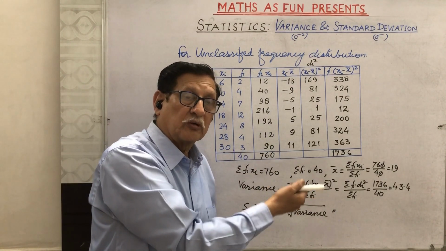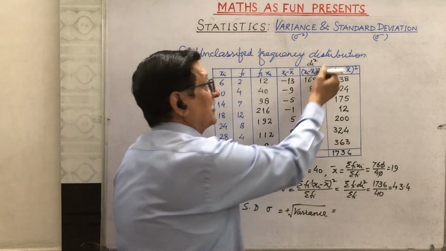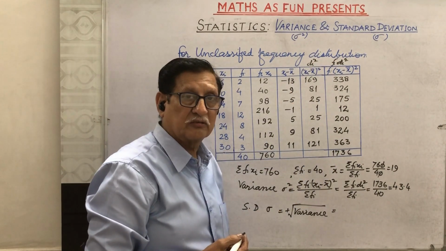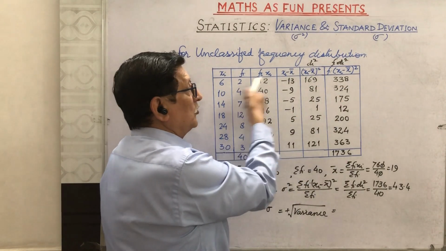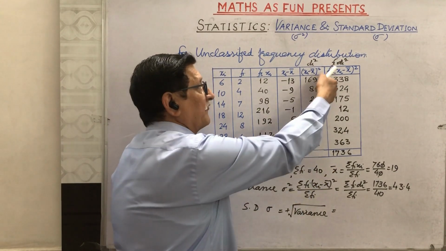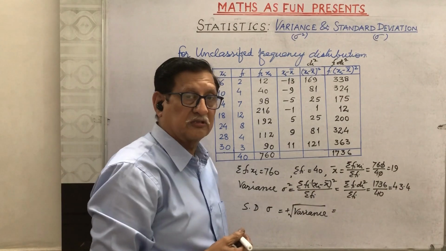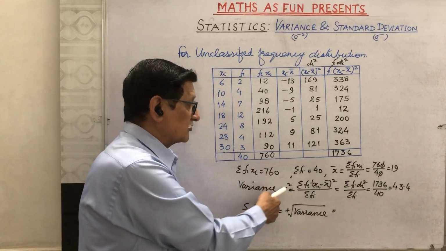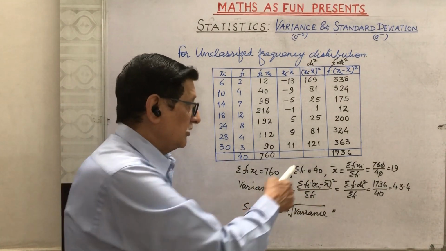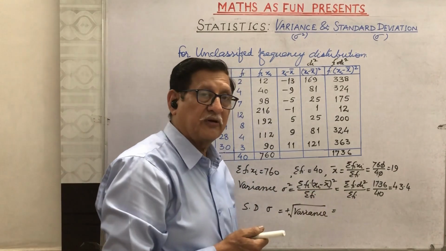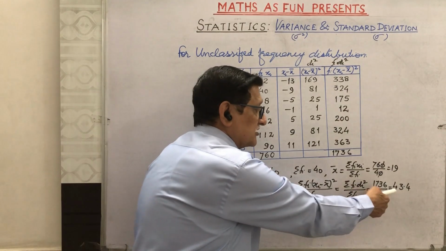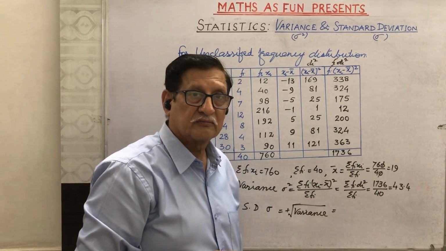And now we have to find out the product of the frequency with di square, that is fi into di square, or we say fi into xi minus x bar square. And the product here is, for fi 2, 2 into 169 is 338, and so on. They are calculated here. And the sum of fi into di square comes as 1736. And here we know that variance sigma square is given by sigma fi into xi minus x bar square upon sigma fi, or sigma fi into di square upon sigma fi. Substituting the values, we get 1736 divided by 40, which comes as 43.4.